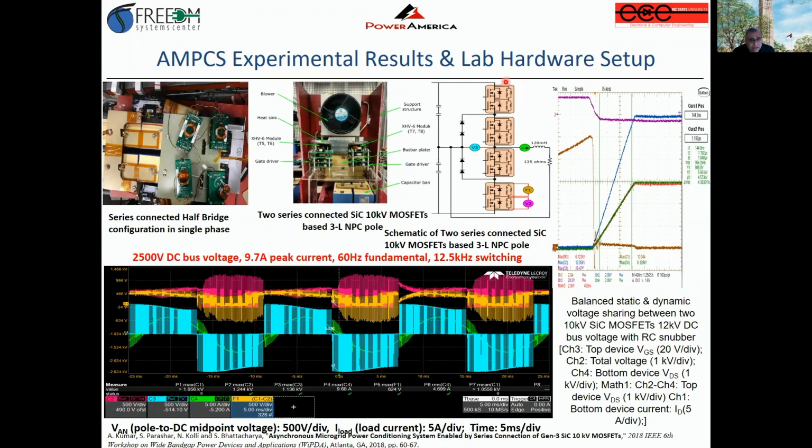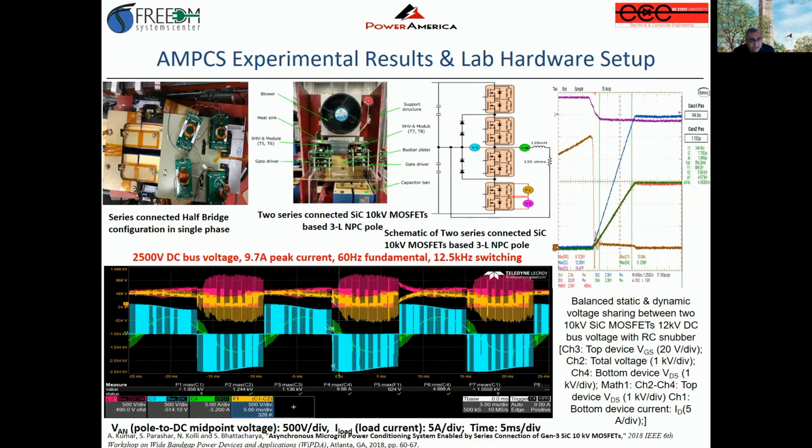Here are experimental results of one pole where, again, we have two devices, two 10 kV MOSFETs connected in series. The dynamic voltage balancing is done by snubbers, as you see out here. And the static voltage balancing is done again by resistors. And this is a NPC topology where we have clamping diodes. So this is the half bridge in the lab.